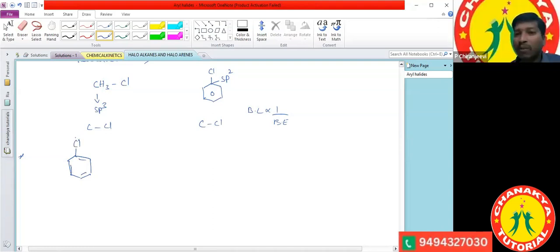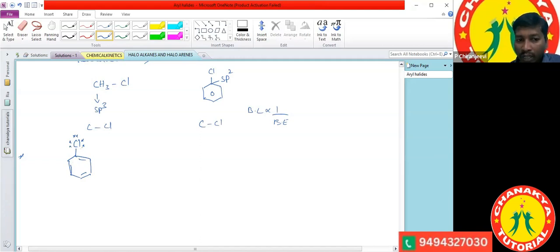Delocalization of the pi electrons. A delocalization of the pi bond is called resonance. Now, if we see the benzene ring, in total how many pi bonds are there? We have 3 pi bonds. And the chlorine atom, how many electrons are there? We have 6 electrons.